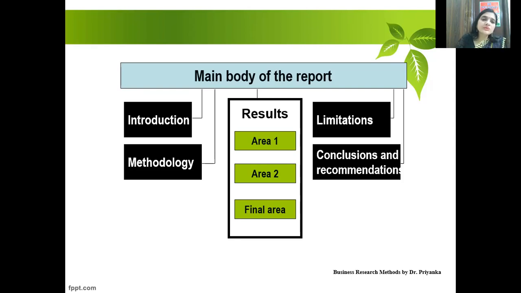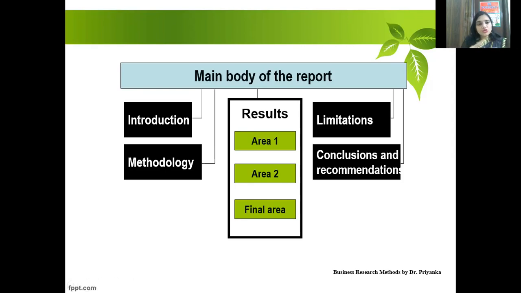Methodology would consist of all the parts. For example, you will be telling the research design you have used. You will be mentioning what kind of sample you have used, how you selected the sample, right? Everything. Then how you collected the data, and what kind of research tools you are going to use in your study. Then after the methodology discussion, you will be coming to the results part.